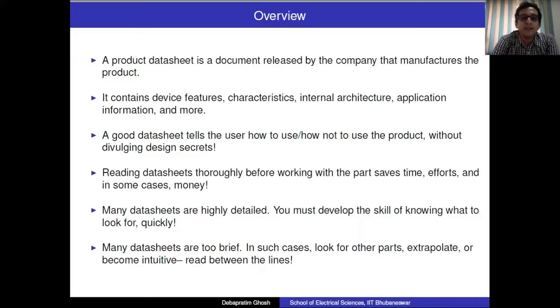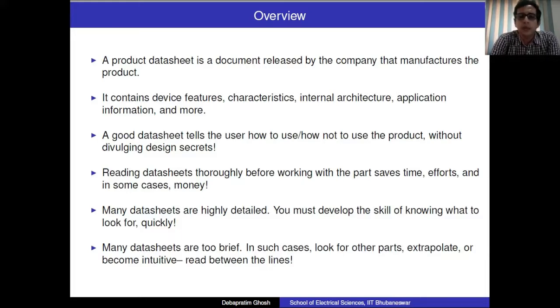A data sheet of any electronic hardware product is a comprehensive document that is released by the company itself who manufactures the product. Obviously, only the person who makes them can release such a document. Generally, a data sheet contains a lot of information, including the characteristics of that device or component, what is inside, its internal architecture if it is a complex device, some examples on how to use that device for some particular application, and more.